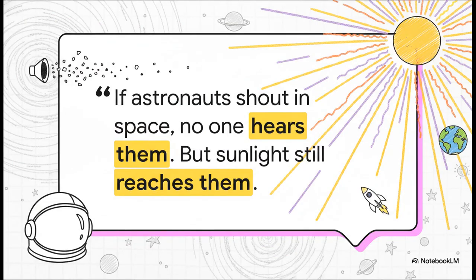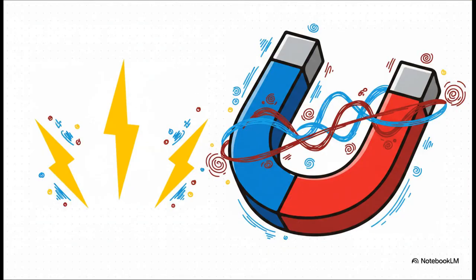This quote just nails it, doesn't it? Sound needs air, so in the vacuum of space, it's totally silent. An astronaut could be shouting and no one would hear. But sunlight, which is an electromagnetic wave, travels 93 million miles through that exact same emptiness to get to us. That's their superpower. So what exactly are they?